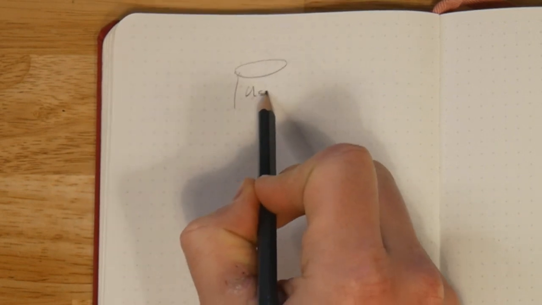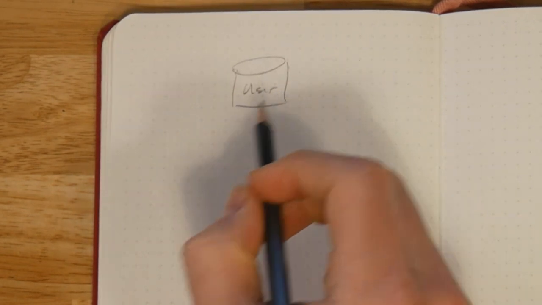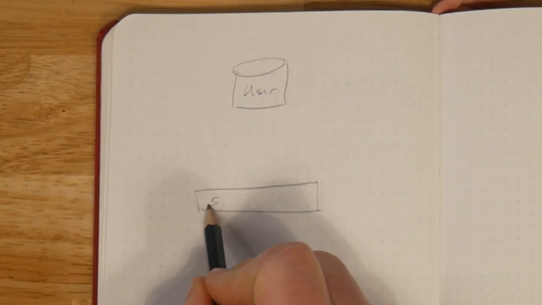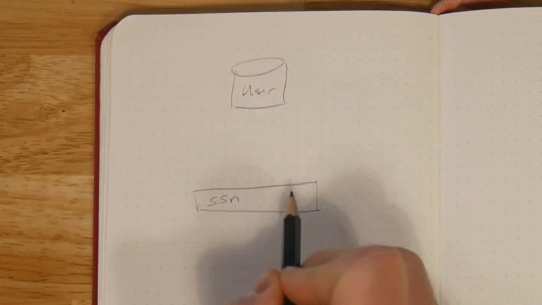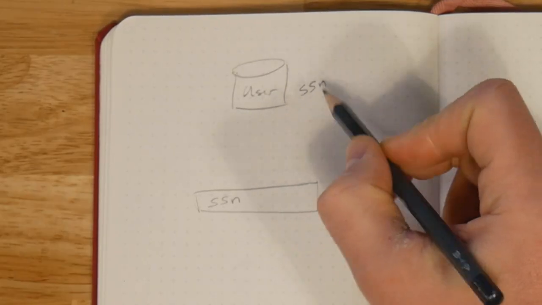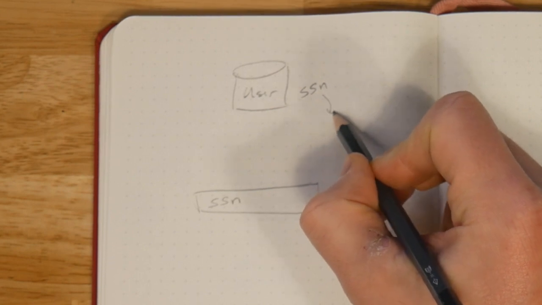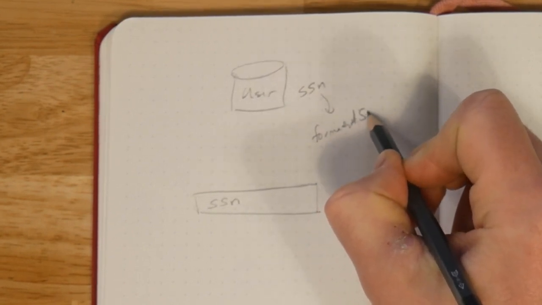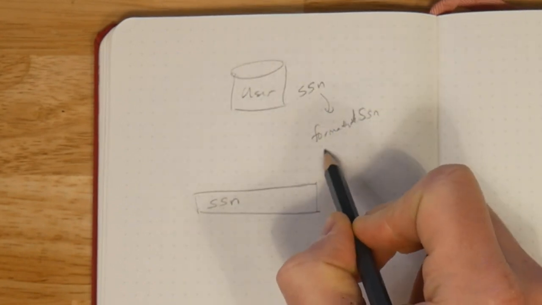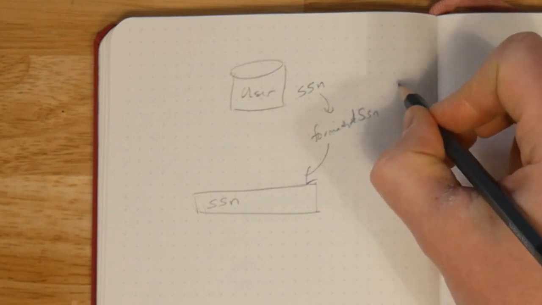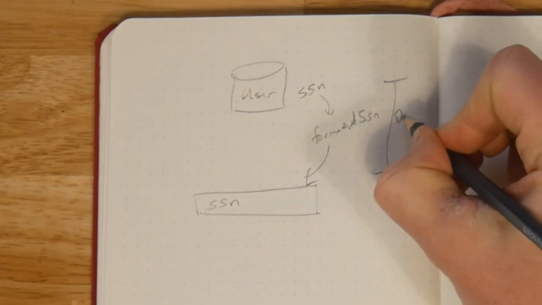So we have our user data right here, and we have our field down here in the UI. And the user has the SSN property, which is feeding into the formatted SSN property, which is going down into our input field. And so this whole thing right here is the data down part.